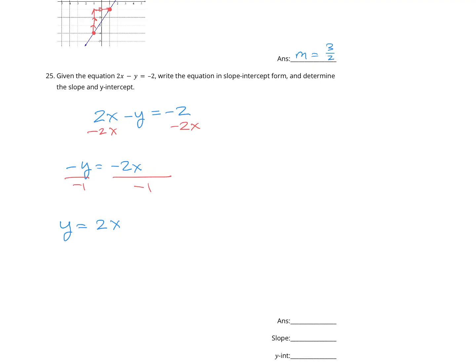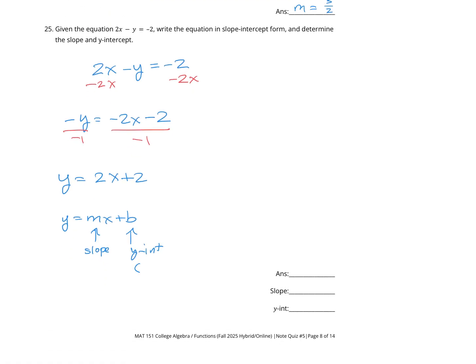So let's put that back where it belongs. And then when you divide by a negative 1, that's going to become plus 2. Remember again, it's y equals mx plus b. m is the slope, and b is your y-intercept. As an ordered pair, it's 0, comma b.